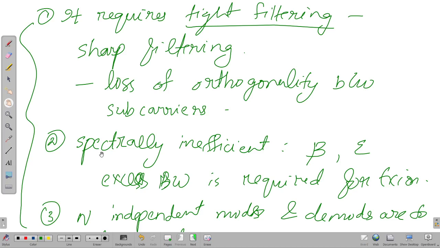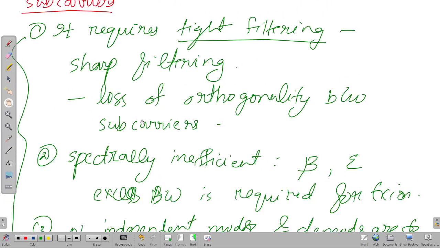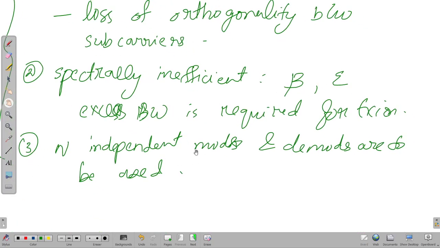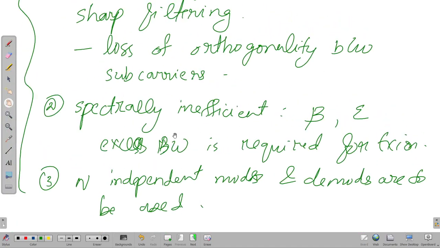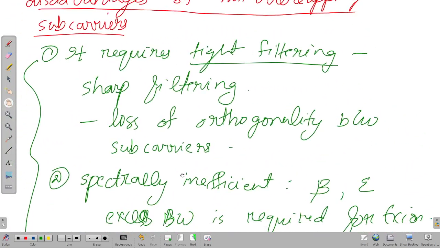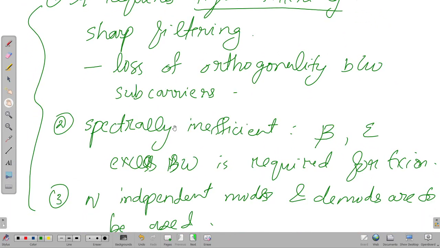communication industry. And OFDM, orthogonal frequency division multiplexing, doesn't need tight filtering. It is spectrally efficient. It just needs one modulator and one demodulator for any number of subcarriers. So we haven't reached OFDM yet. We are still in multi-carrier transmission. We haven't reached there yet.